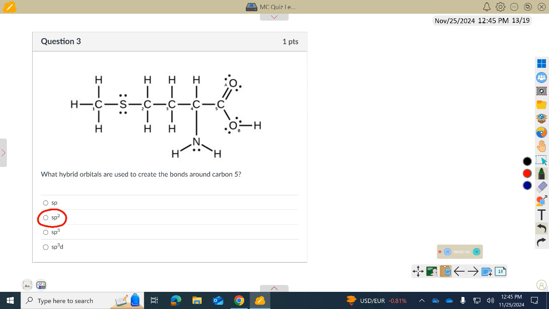Question 3, what hybrid orbitals are used to create the bonds around carbon 5? Around carbon 5, I see 3 groups of electrons that repel as far apart as possible. The farthest I can get those 3 groups would be a trigonal planar, 120-degree angle, and that would be sp2 hybrids.